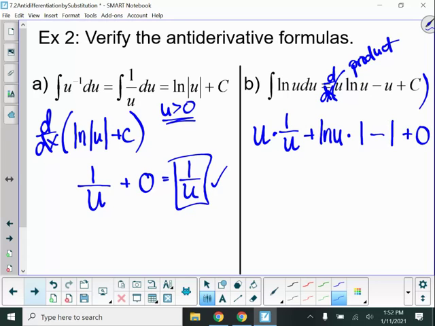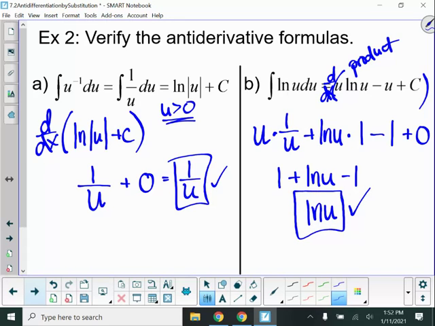Derivative of c is 0. u times 1 over u is 1. So I have 1 plus natural log u minus 1, and then the 0 drops off. We're just left with natural log u, and that checks out to what we had in our integral in the beginning. So that's some verification.